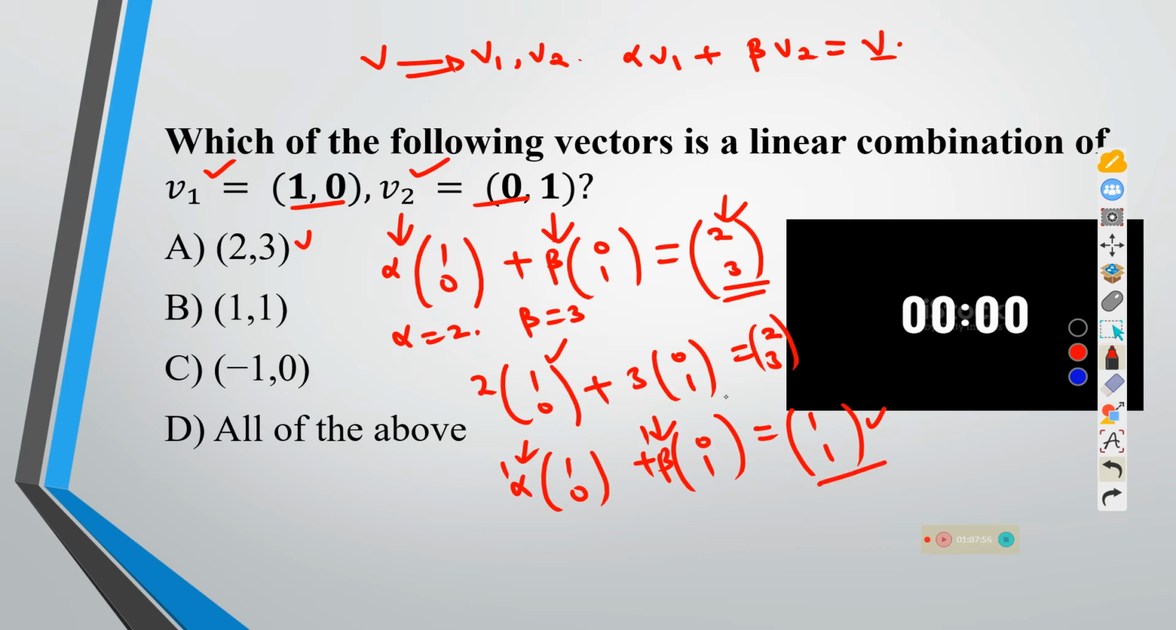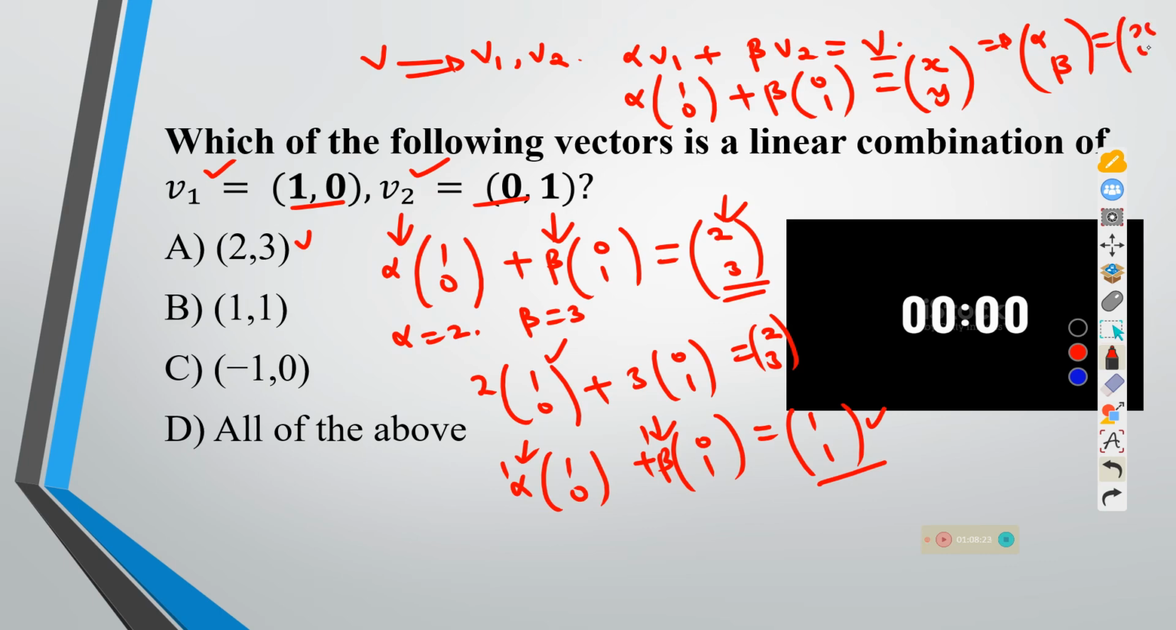So in other words, for a linear combination, as we have seen here, alpha into v1 plus beta into v2 should be equal to v. And for our case, if our v1 is 1, 0, our v2 is 0, 1, and you need v, let us assume it is xy. So it means here you are having alpha, this is 0, this is beta, which is equal to x and y. So for that case, you realize that alpha is equal to x and beta is equal to y.